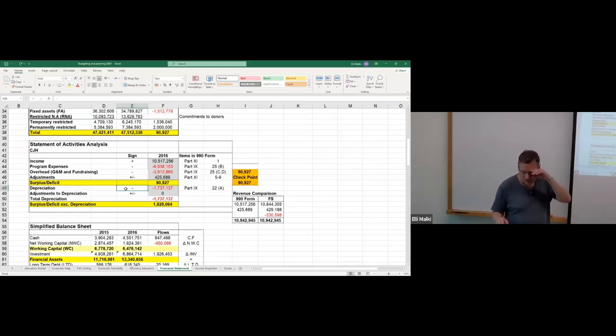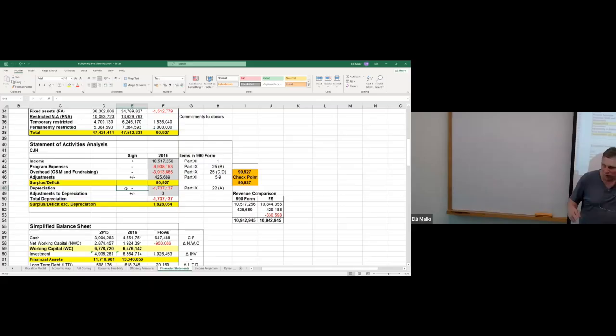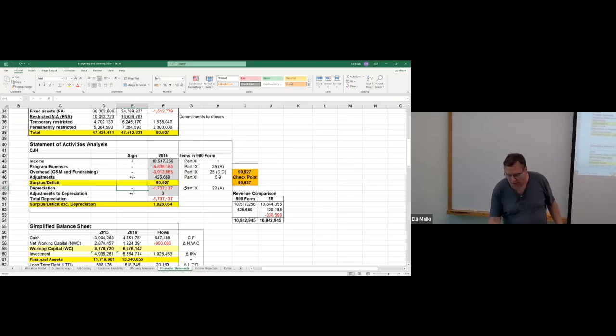So I will show you immediately where we take the figure from, but remember the sign. Sometimes people get confused here. So I added the minus here. You enter the depreciation figure with a minus sign. Now this refers us to part 9, line 22A. So let's go to the 990 form.